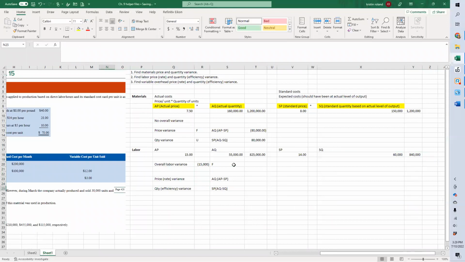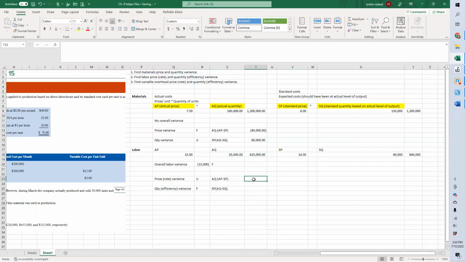Okay, so let's break that down further into the price and the quantity variance. So the price variance, is that favorable or unfavorable? You should get unfavorable. We spent 15 per hour and we expected to spend 14 per hour. So this number is going to be unfavorable. And then how about the number of hours that it took our labor to make the 30,000 units? We expected to spend 60,000 hours based on our actual output, and our laborers only spent 55,000 hours. So that's a favorable variance.